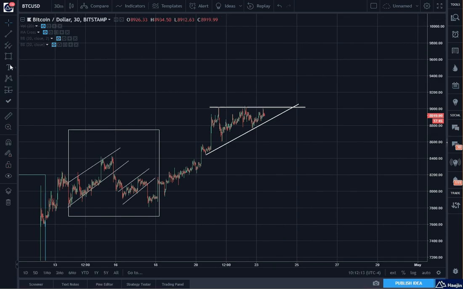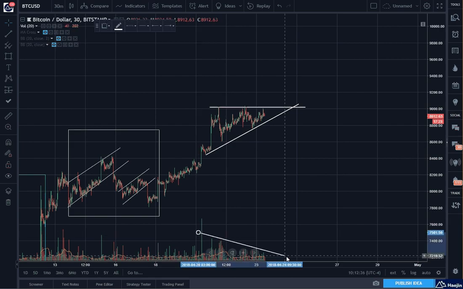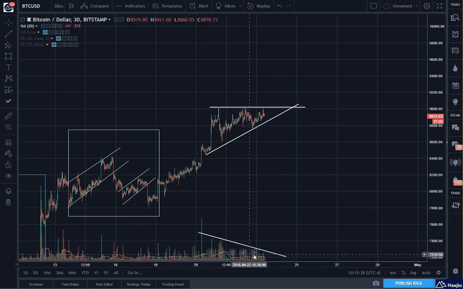So an ascending right triangle would have a horizontal line connecting the peaks, and then it'll have an inclining line connecting the bottoms. What's important here is that the volume also declines as the pattern progresses. So let's take a look at that. And that's exactly what we're seeing. The declining of the volume provides a volume confirmation for the ascending right triangle.